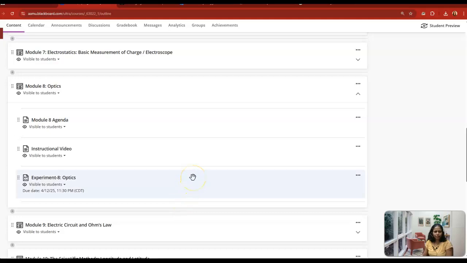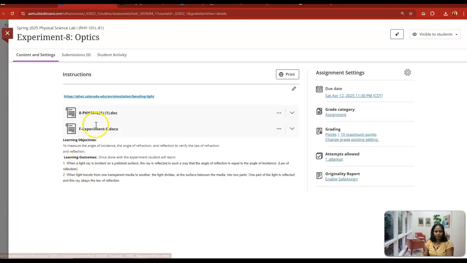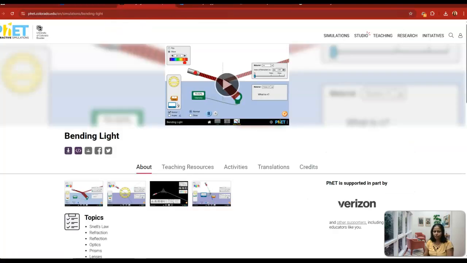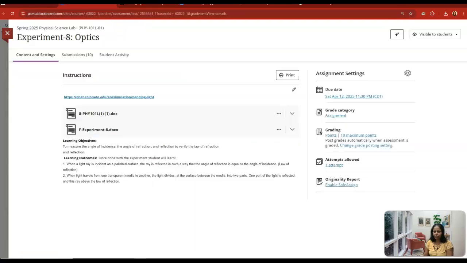Hello again. Today we are going to do the experiment on optics, and it is experiment 8. On Blackboard, you're going to go to module 8 and click on this experiment 8 optics. And you will see again a simulation link, the handout, and the exercise or assignment document. So you click on this link, and that will give you this simulation link right here.